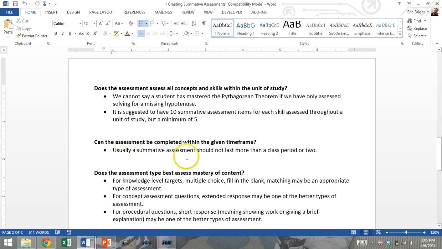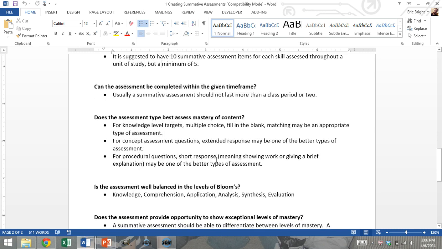Can the assessment be completed within the given time frame? In other words, don't build a test that you can't get done within the class period. And does the assessment type best assess mastery of content? So, for example, a knowledge level target, do you know this? Well, multiple choice or fill in the blank or matching might be appropriate. You might be able to convince me of that for just a simple knowledge level target.